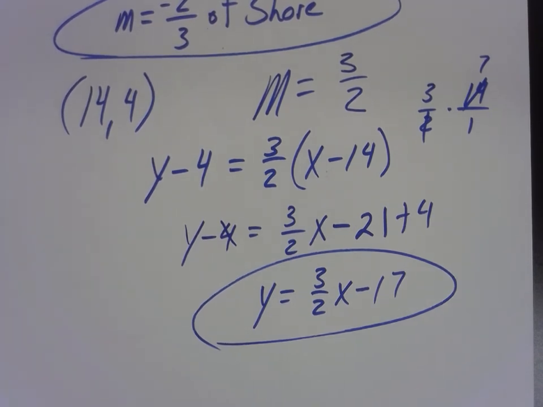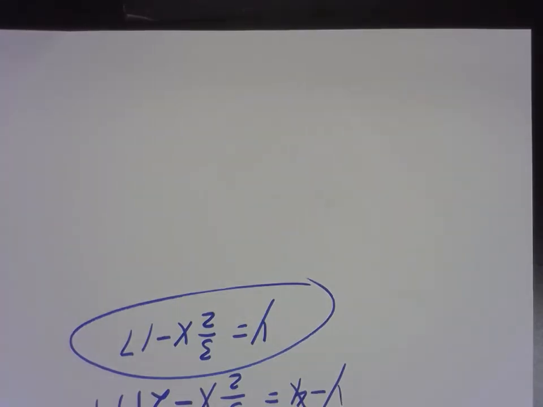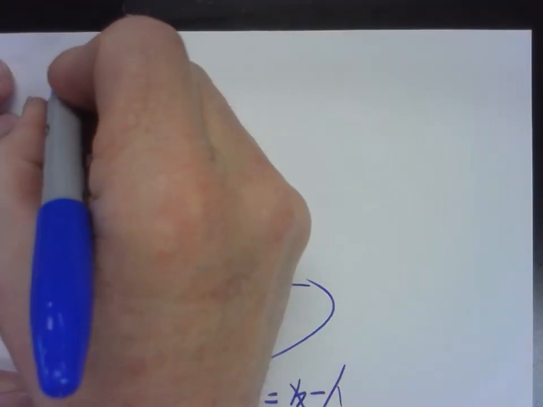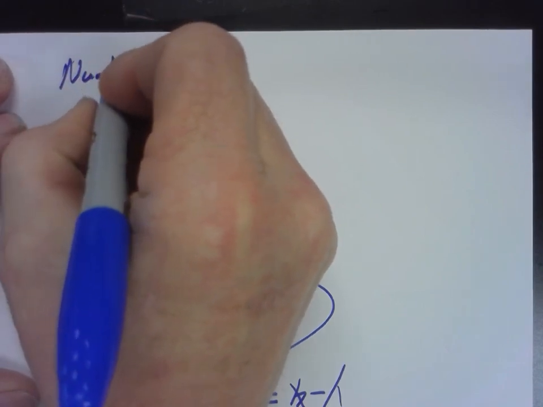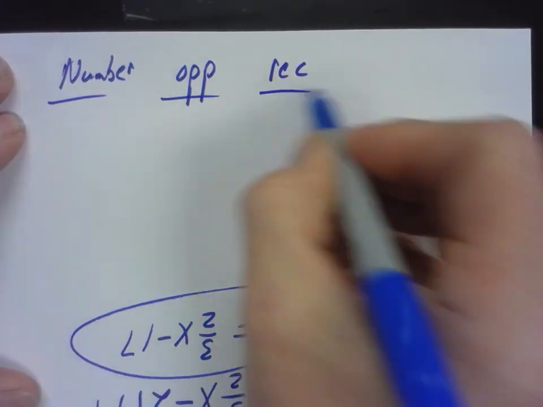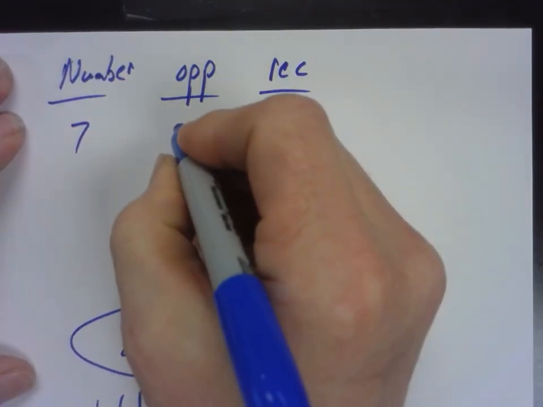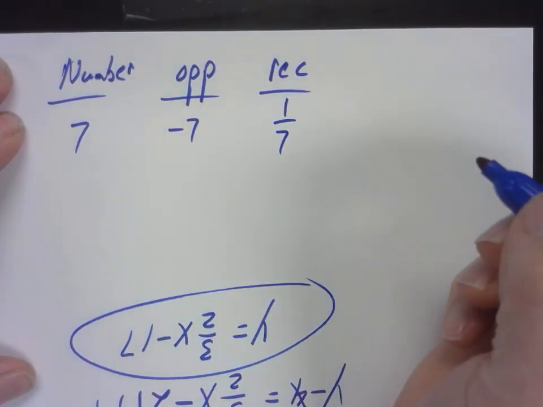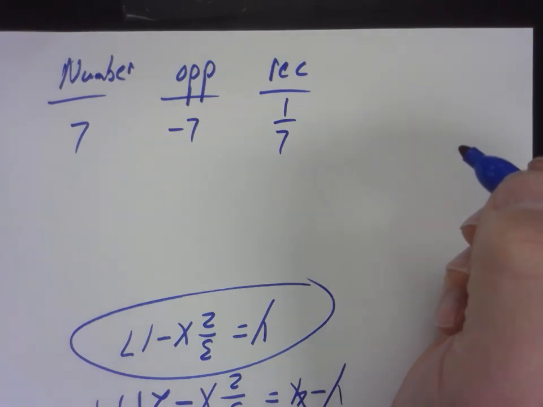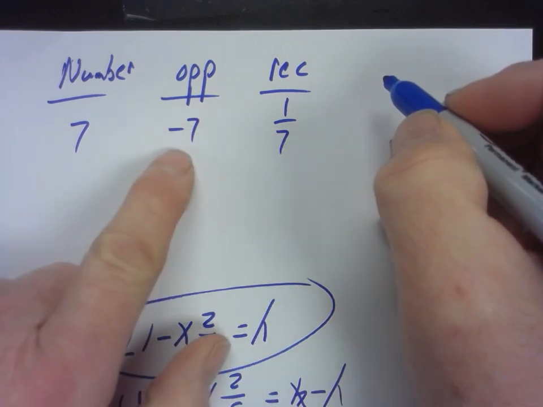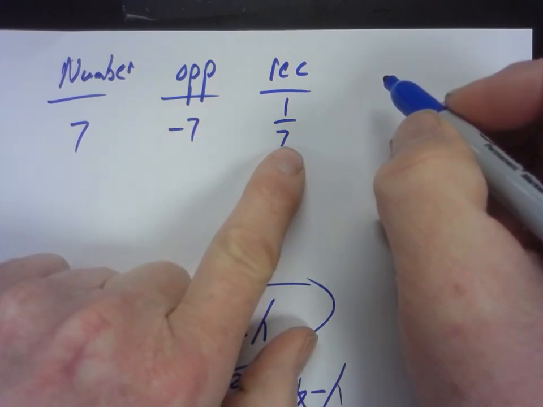Okay, so sometimes we get confused when we do this, and you guys start thinking that on the reciprocal we normally change the sign, but remember this, okay? So here's a number. Here's the opposite. Here's the reciprocal. Okay? So if I have a number like 7, what's its opposite? What is its reciprocal? 1/7. Okay? So if we're doing a perpendicular line slope, we're going to do both of those things.